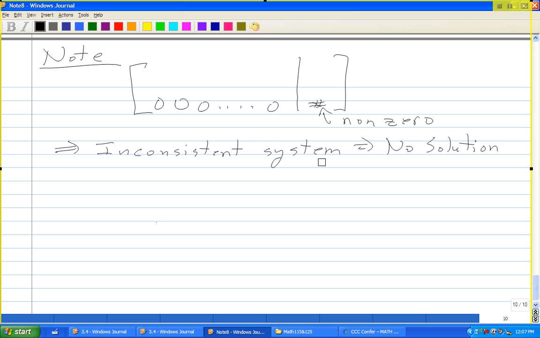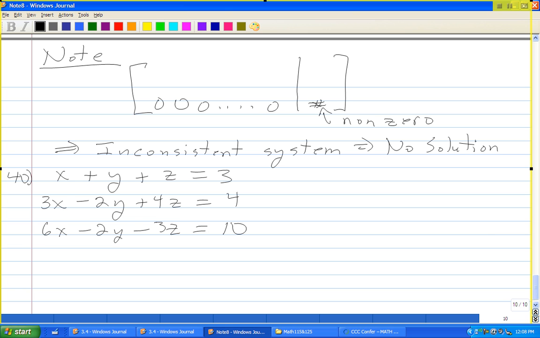How about problem number 40? Let's do problem 40. x plus y plus z equals 3. 3x minus 2y plus 4z equals 4. 6x minus 2y minus 3z equals 10. Okay, so let's do that.